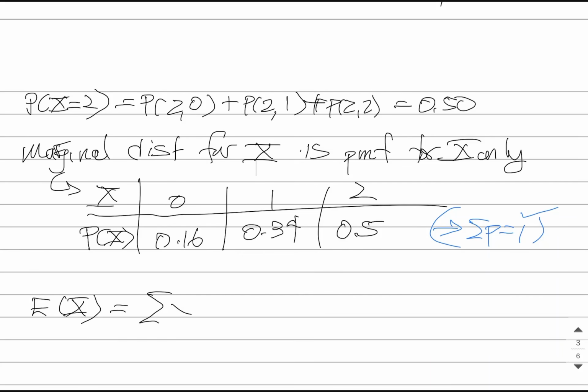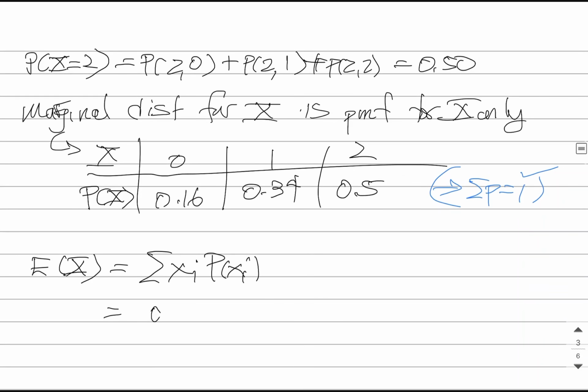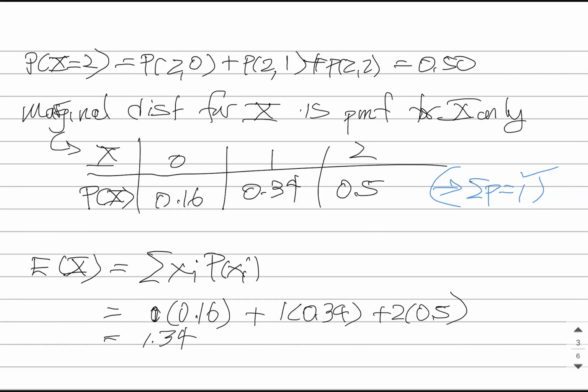So if we want to talk about the expectation, then we go ahead as we normally would. We would weight all of the outcomes by the probabilities, then add them up. And so in this case, we would get 1.34. So the expected value of the hoses in use in this particular case would be 1.34.